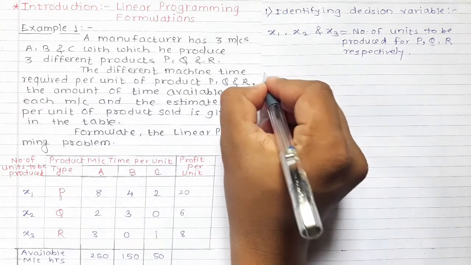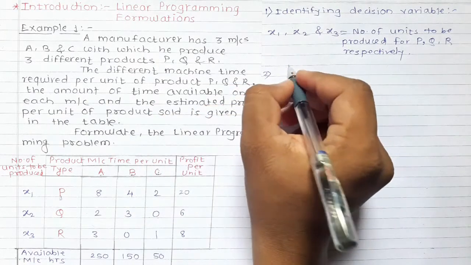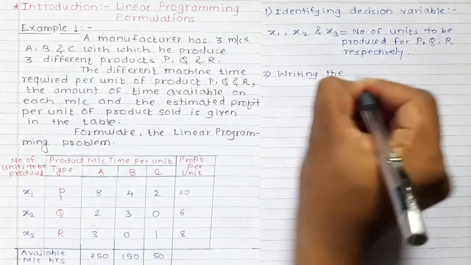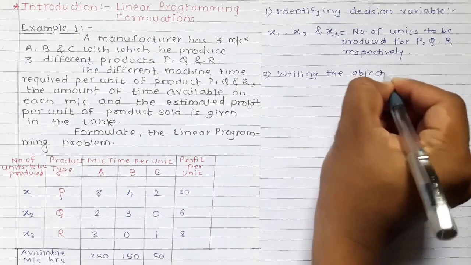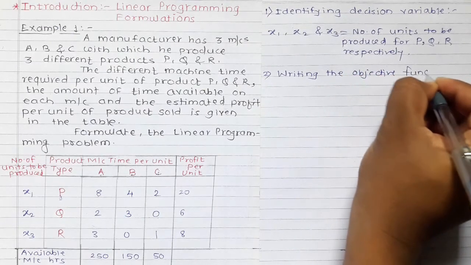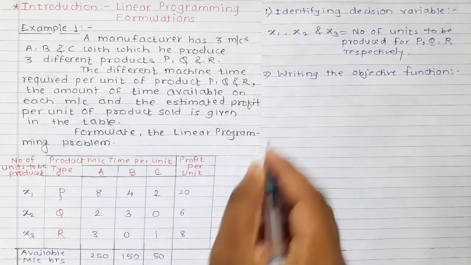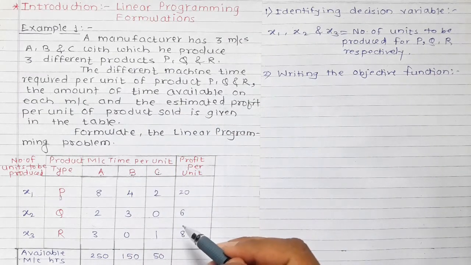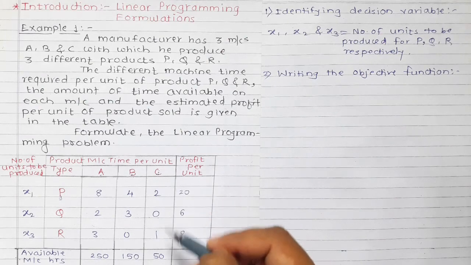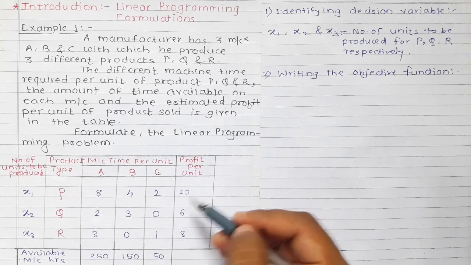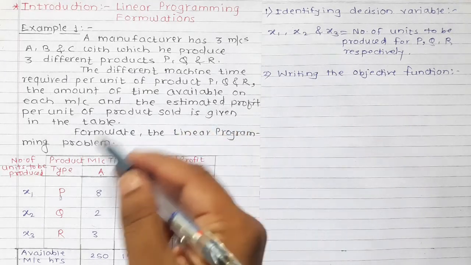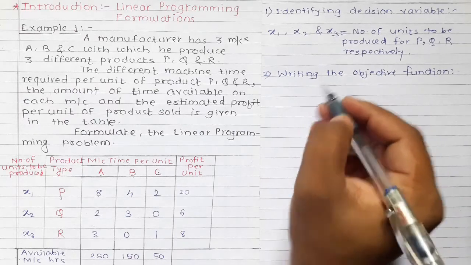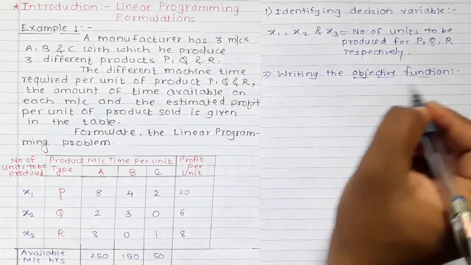Now the second step is writing the objective function. The manufacturer always wants to maximize the profit, so the function that represents the profit is nothing but the objective function, because everything the manufacturer is doing here is for maximizing the profit. So the objective function expresses the profit.